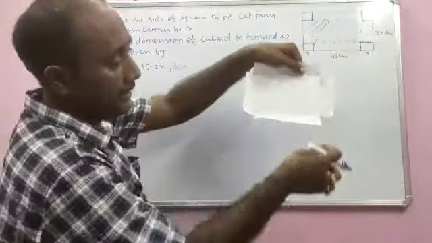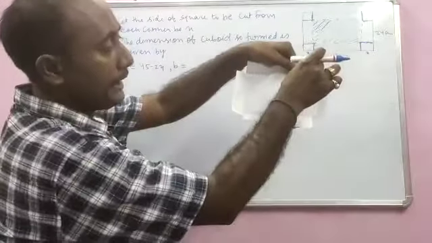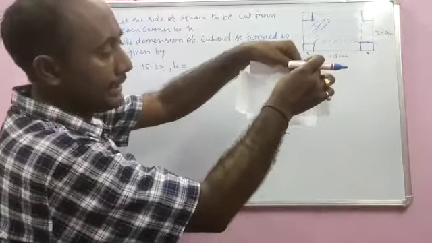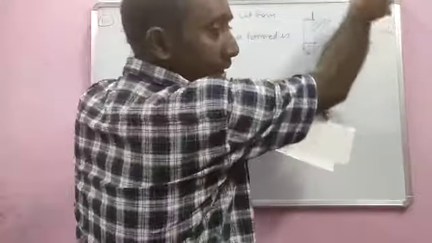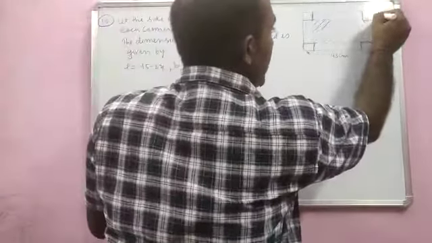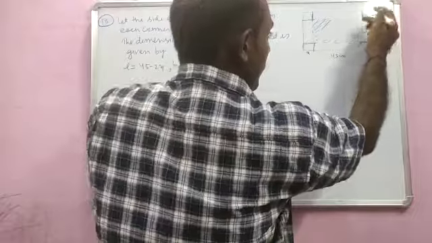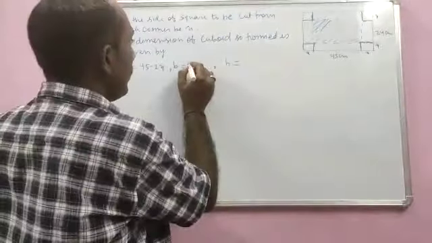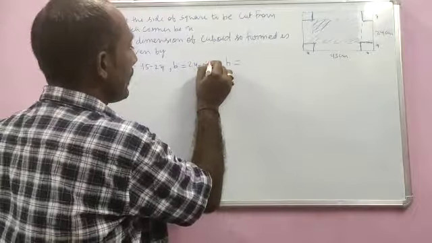Similar case with the breadth part. The box will have its breadth 2x less than the original breadth of the sheet. So if the breadth of the sheet is 24, x got removed from this part and x from this part. So when you bend it to form a box, the breadth part will be 24 minus 2x.